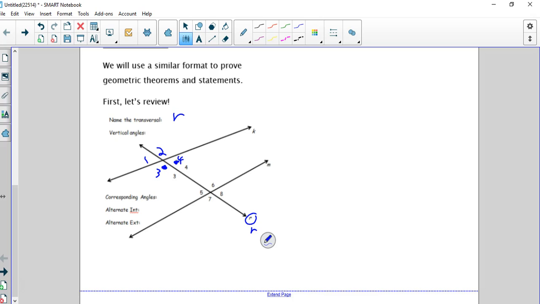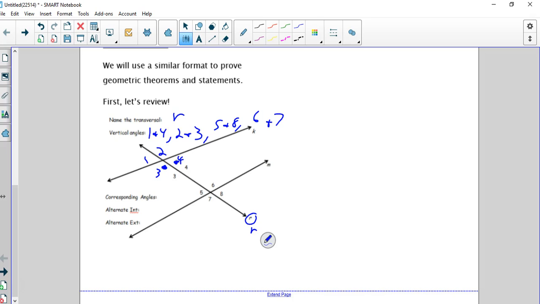So, vertical angles are 1 and 4, opposite each other, 2 and 3, 5 and 8, and 6 and 7. Those are the ones that are opposite each other.